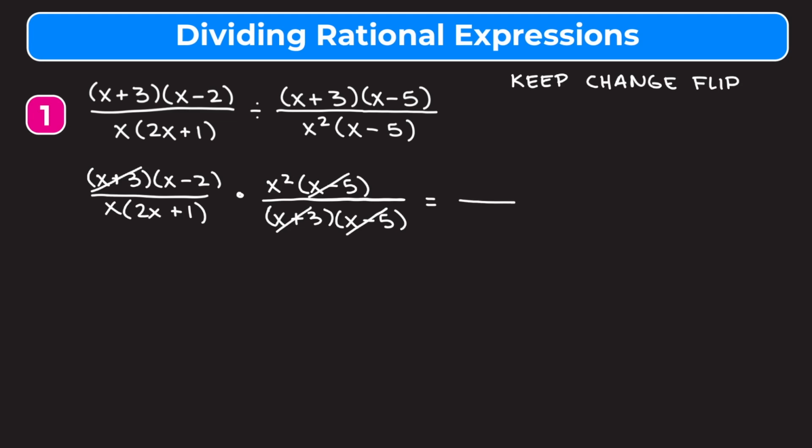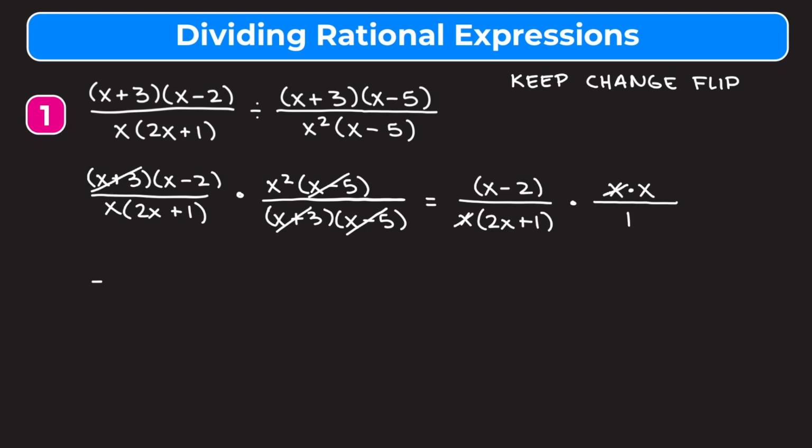So now in our first fraction, we are just left with an x minus 2 on top. We're left with an x times 2x plus 1 on the bottom. And in our second fraction, we're just left with this x squared on the top, which I'm going to write as x times itself. So x times x, we're just left with a 1 on the bottom. And now you may notice that we can cross out an x on the bottom of our left fraction and an x on the top of our right fraction, because that is a common factor.